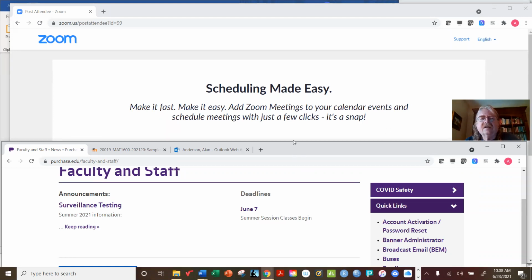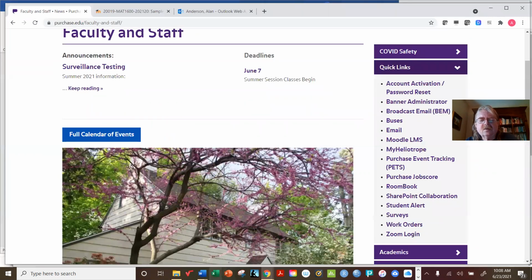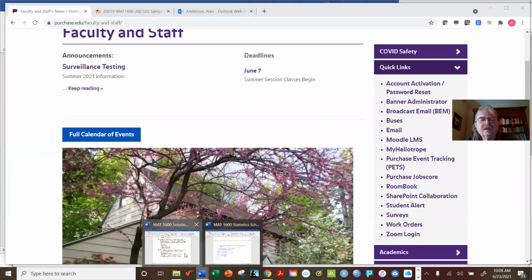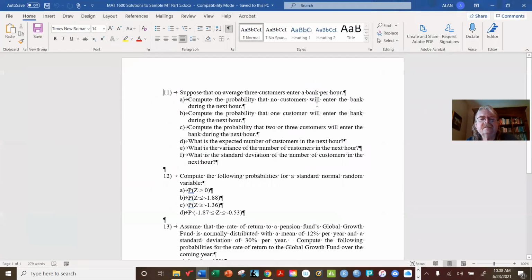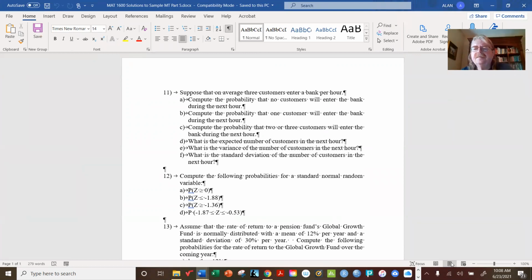So, all right, I guess that's everything we needed to go over. And so let's get back to where we were with the last 4 problems on our sample midterm. And as I started to say last time, this first question here, number 11, is actually a Poisson problem. All right, how can you tell? Let's take a look at it.